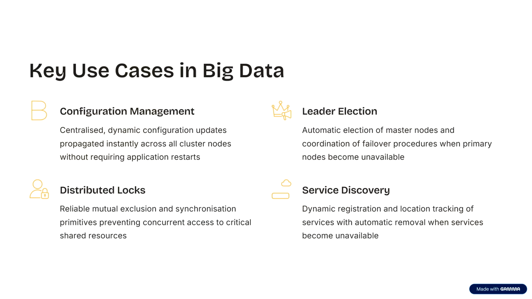And third one is distributed locks. It prevents multiple clients from modifying the same resource at the same time. Reliable mutual exclusion and synchronization primitives preventing concurrent access to critical shared resources. And fourth one is service discovery. Dynamic registration and tracking of services with automatic removal when a service becomes unavailable. It helps applications locate services dynamically and removes them when they are unavailable.